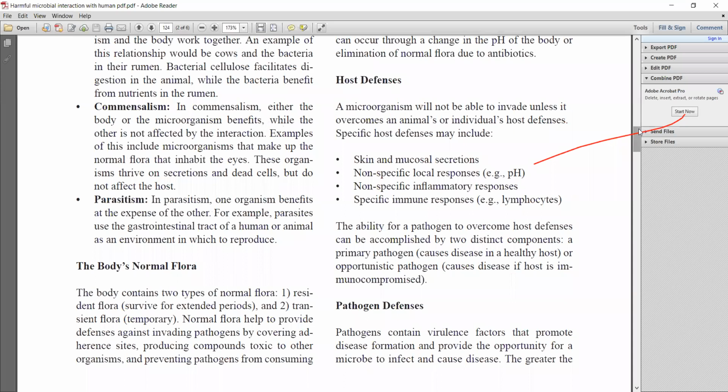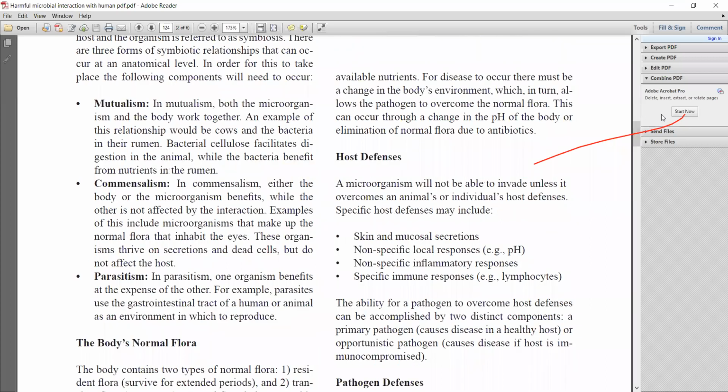Normal flora help to provide defenses against invading pathogens by covering adherent sites. They produce compounds toxic to other organisms and prevent pathogens from consuming available nutrients. So that is the role of the normal flora. It's protecting, as I've been telling you all.